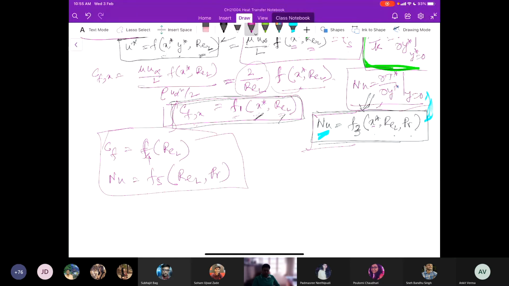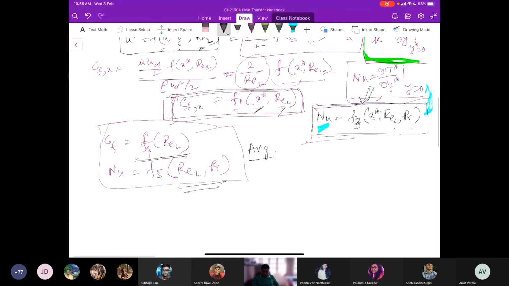The friction coefficient is the average friction coefficient. These are the average values. The average value of the friction coefficient is a function of Reynolds number. The average Nusselt number is a function of Reynolds number and Prandtl number. Now these two have very useful meaning.